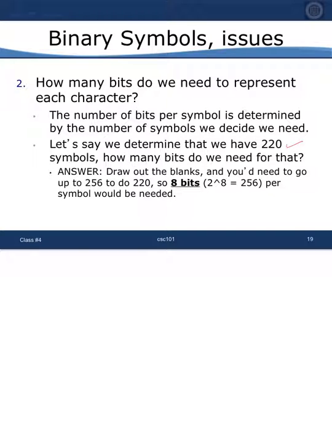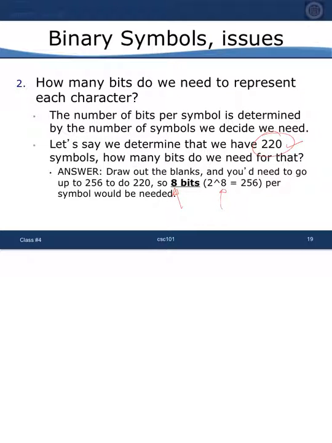So we say, okay, 220. I'm back to binary, so we're not in hex world anymore. We're in binary world. So how many bits do I need for 220 different codes? I ask myself the question. I know that with n bits, you get 2 to the n codes.